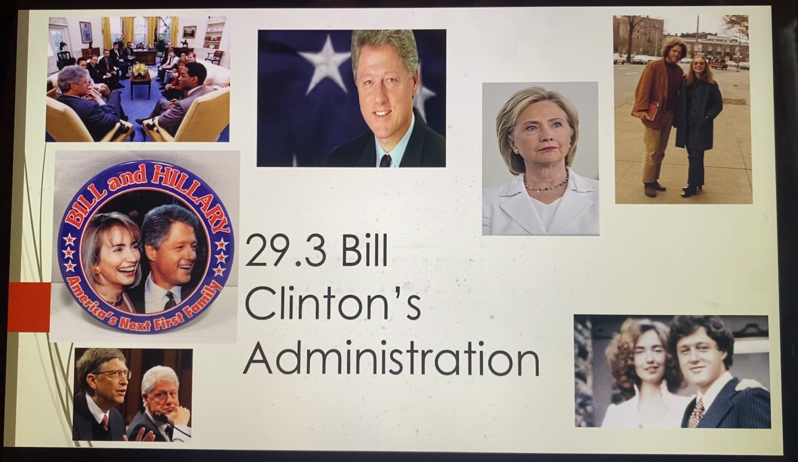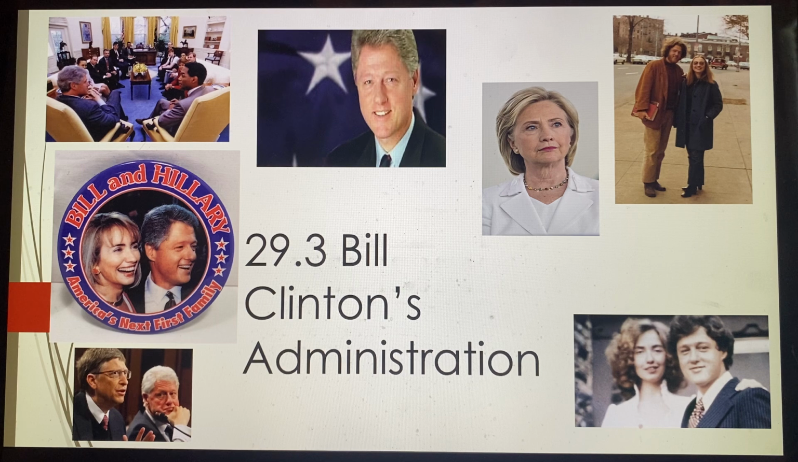So we're in your United States history book. We're on section 3 of chapter 29 on President Bill Clinton's administration. So we're all the way up to the 1990s. You can see here are some pictures of the Clintons. You see Hillary, his wife, and here's Bill Gates. Here's the Oval Office. Here are some pictures when he was younger.